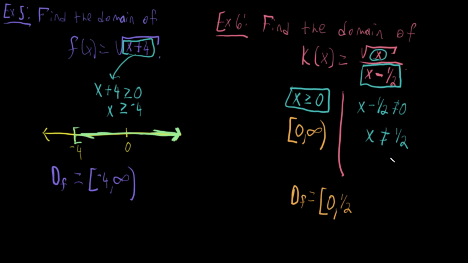Okay, we want to exclude it, so we're going to use a parenthesis, and then we need to hop and get the rest of it. So we're going to hop over 1/2. We do it with this bit of text, and then we're going to go all the way up to this infinity. And that is the domain. So from 0 to 1/2, skip 1/2, that's what that means, go up to infinity.